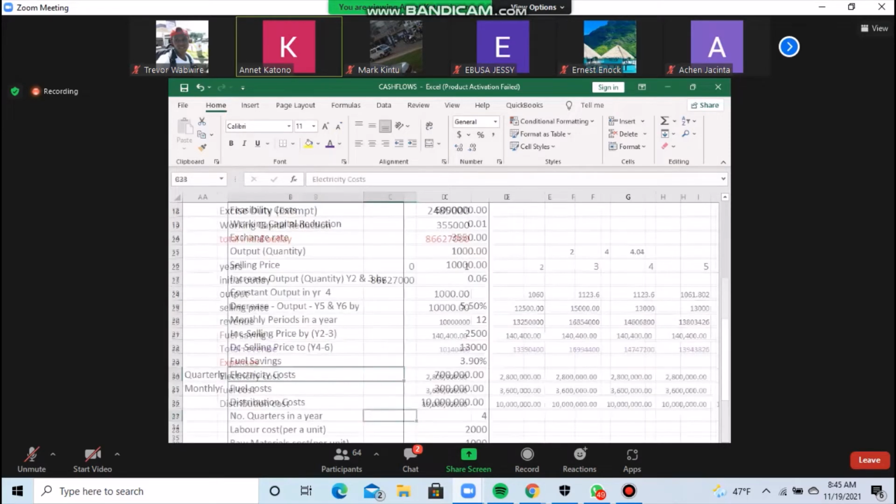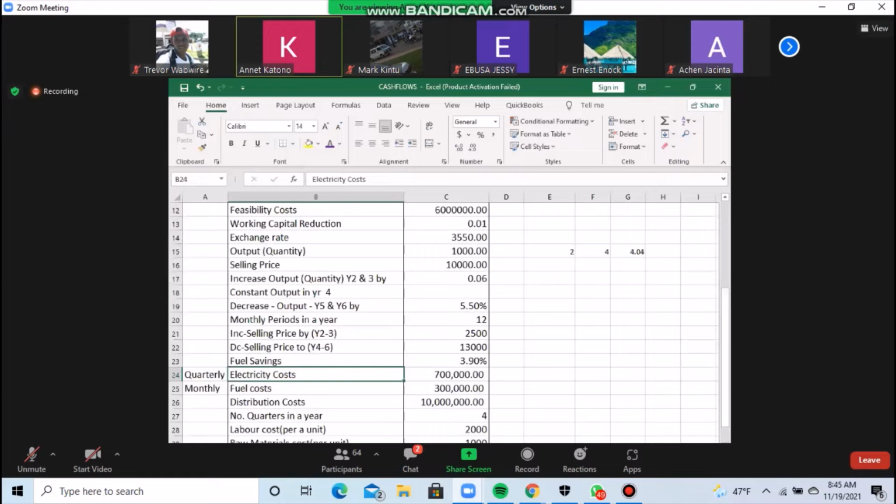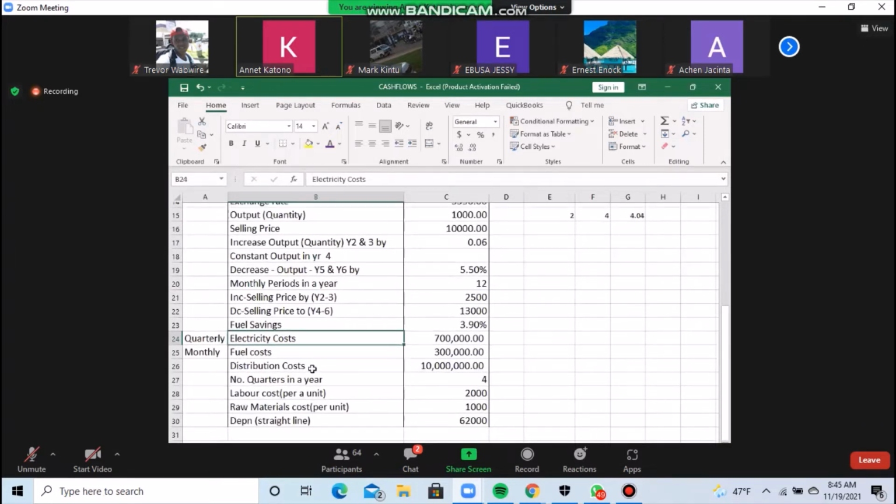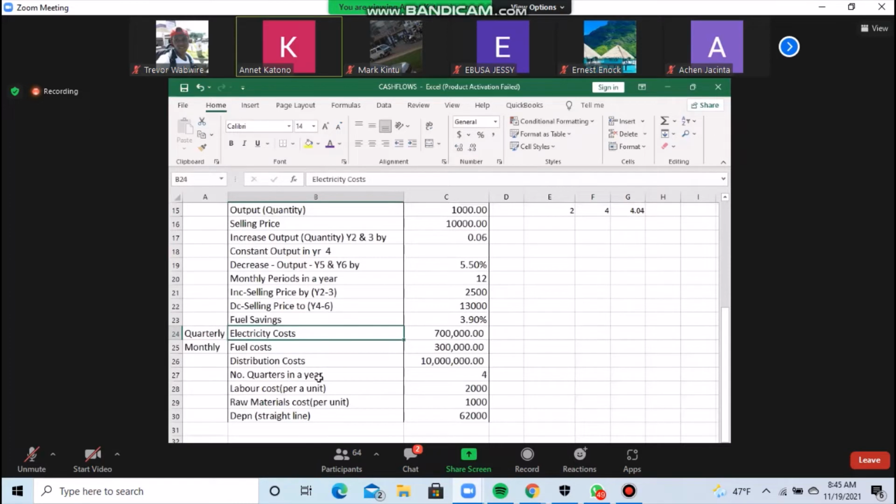Now, let me go back to my sheet that has the details that I've captured. I'm here. Number of quarters, we've looked at it. We have labor costs. Now, labor costs, they are telling us that it is per unit and it is 2,000. Every unit that you produce, you pay labor of 2,000. So what is the total labor cost that you're going to have? Ideally, you're going to multiply the 2,000, which is the cost per unit, by the number of units you've produced in a particular year.